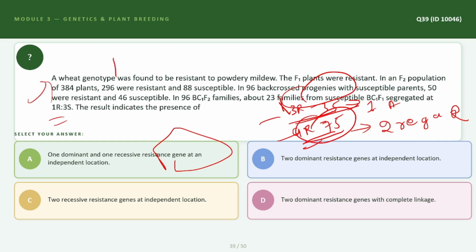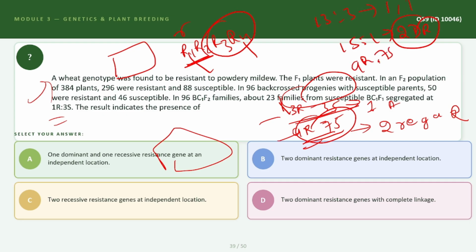Otherwise, you have to do all four possibilities: R1, R2, R3, R4, and two are recessive, two are dominant, or one recessive, one dominant. These combinations have to be made. But if you remember, 13 to 3 means one recessive and one dominant. If it is 15 to 1, two dominant R genes are governing the resistance. If it is 9 resistant and 7 susceptible, then two recessive genes are governing your disease reaction.